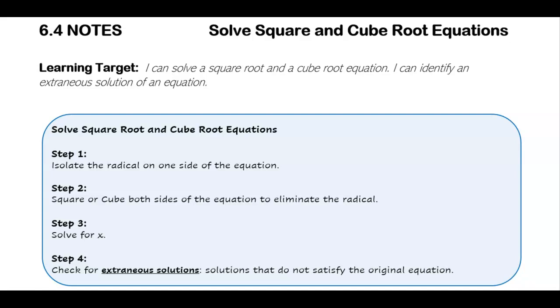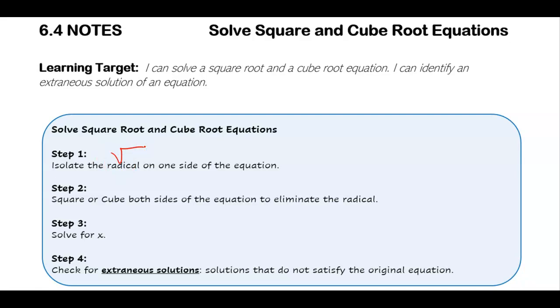The only difference is that one has to do with squares, one has to do with cubes, so it's only a slight little change there. So if you see here, these are our 4 steps. Step 1, you want to isolate the radical, and do you all know what a radical is?